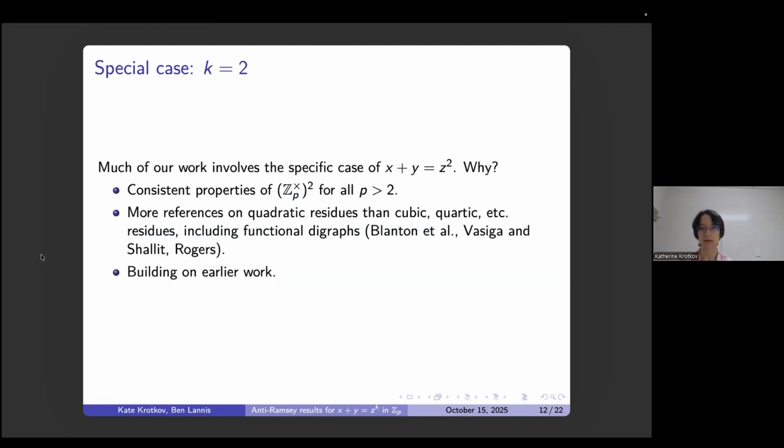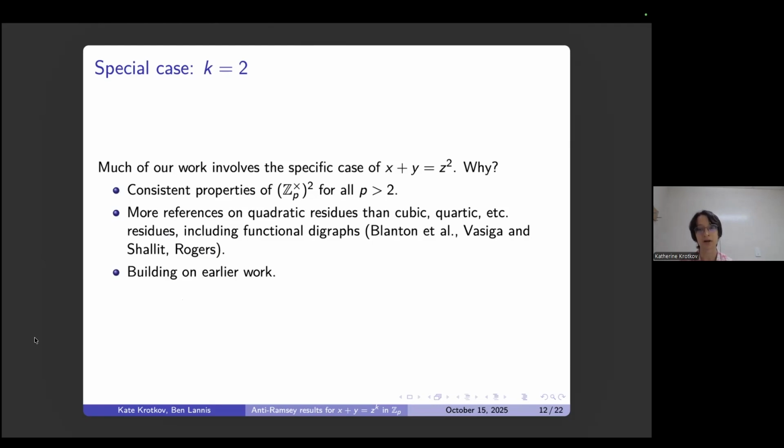All right, and I'm going to be talking a bit more about the special case where k is equal to 2. So we're studying the equation x plus y equals z squared specifically. And there's a couple of reasons why we're focusing on this one so much. Part of it is that the property of the squares in the group of units of ZP has a really nice, consistent cardinality and other traits for all odd primes. And we don't care about p equal to 2 because there's no way to have a rainbow solution there. We'd need 3 terms to have distinct colors to have a rainbow solution, but Z2 only has 2 elements, so it's never going to happen.